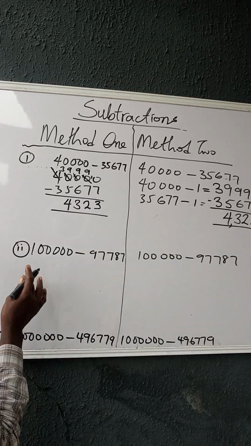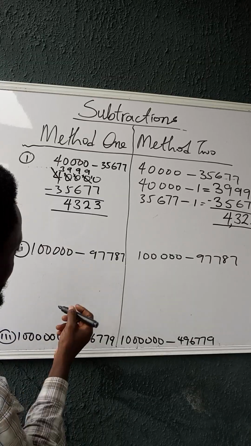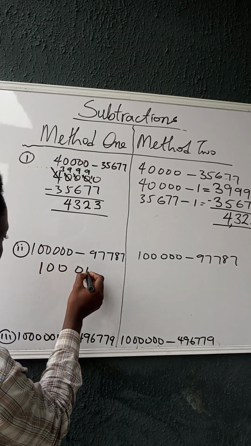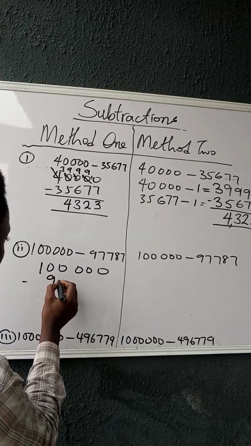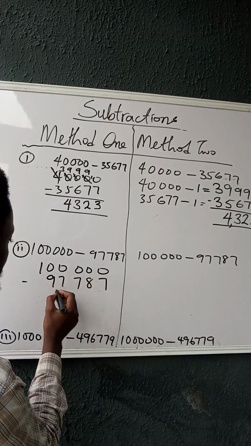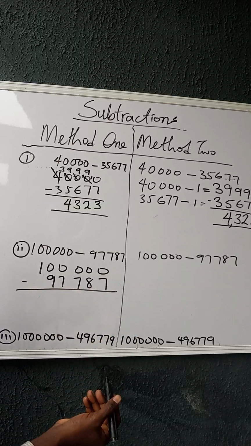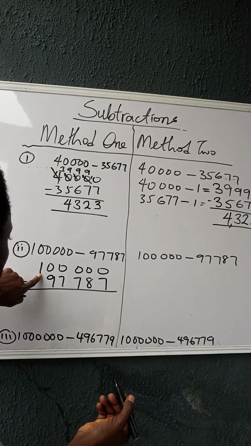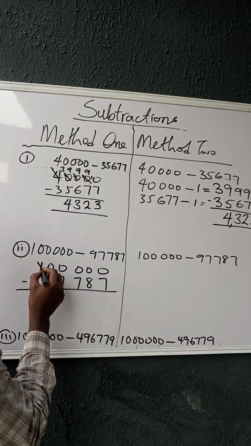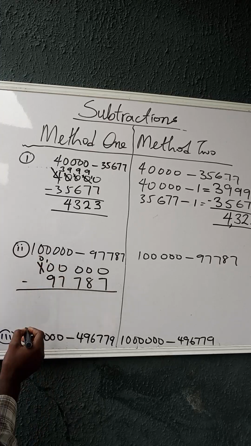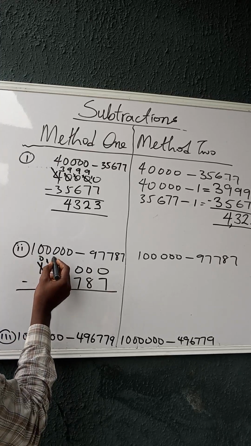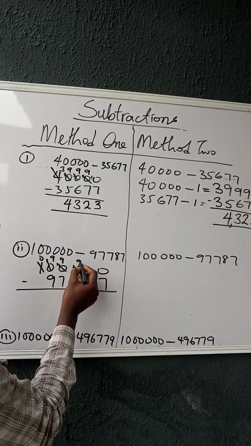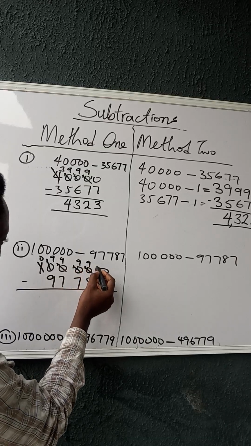Alright, so the second one we have 100,000 taking away 97,787. So the conventional way of borrowing. We borrow 1 from the first non-zero digit, which is 1 here. When you take 1 away from 1, you will be left with 0. So here we have 10. Now take 1 from here, you have 9. Add it to this, becomes 10, and here becomes 9 again, 10, 9, 10, 9, and finally 10.